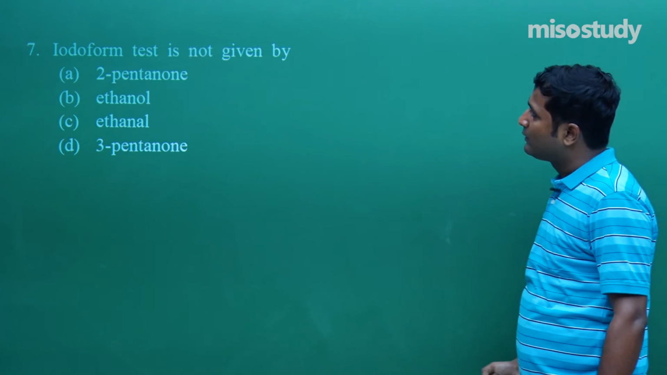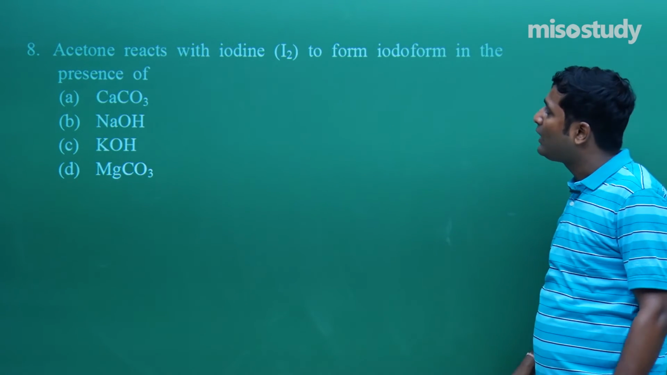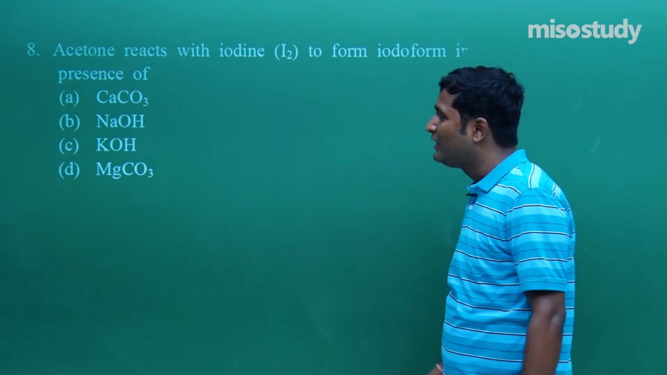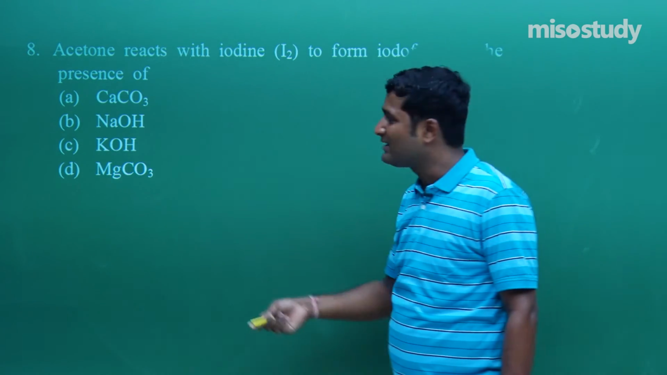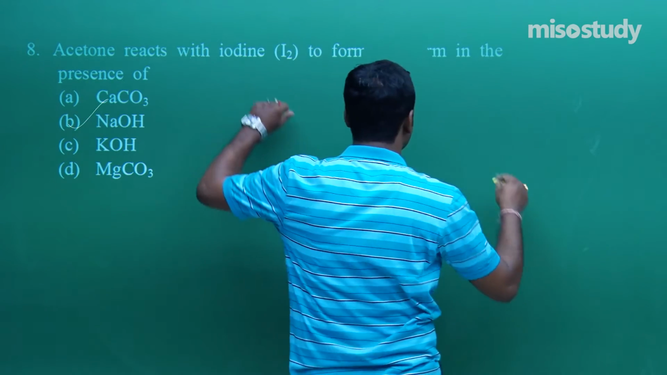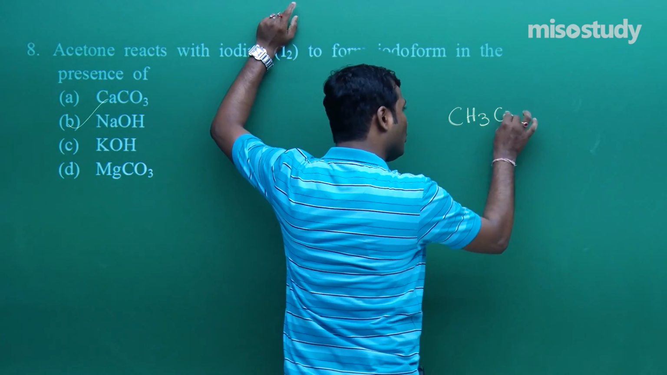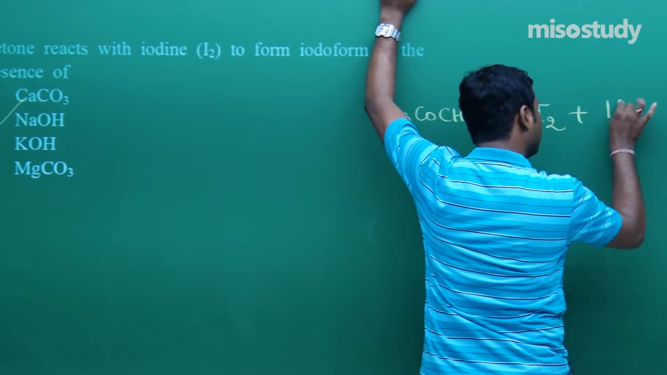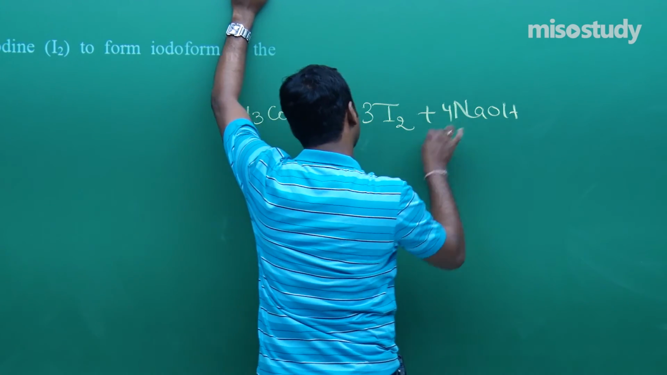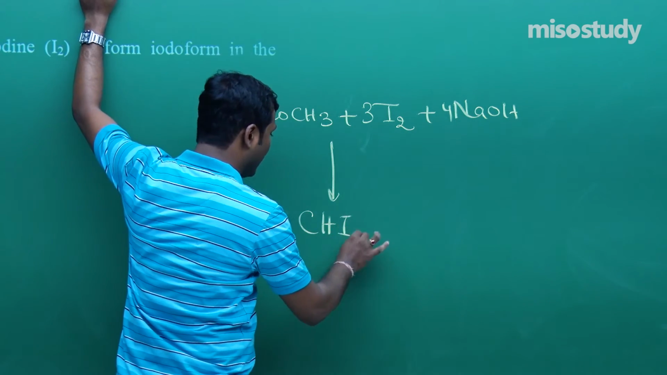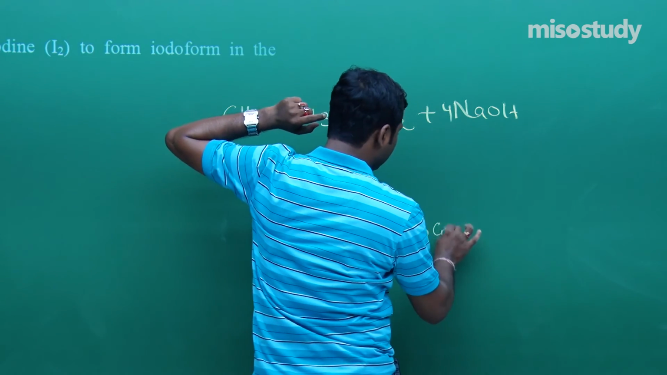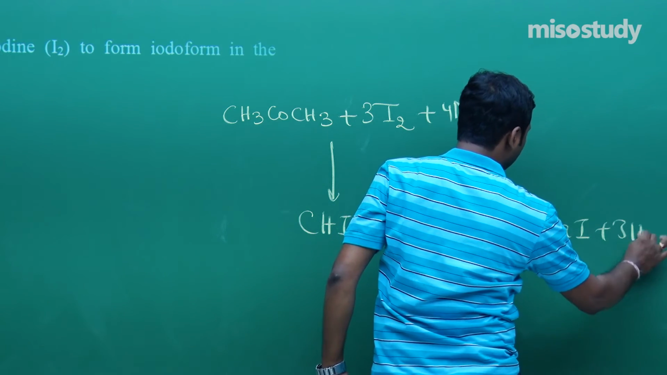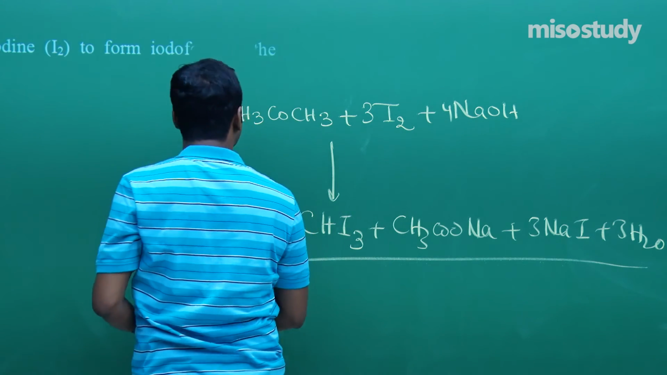Now, question number 8. Acetone reacts with iodine to form iodoform. This is very simple. Acetone reacts with iodine to form iodoform in presence of NaOH. Remember this reaction? CH3COCH3 plus I2 plus NaOH gives you CHI3, CH3COONa plus NaI plus H2O. If there is any mistake in the balancing, you can correct it. This is a simple thing.